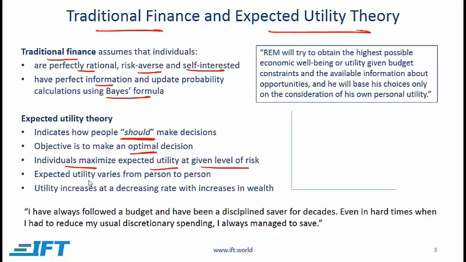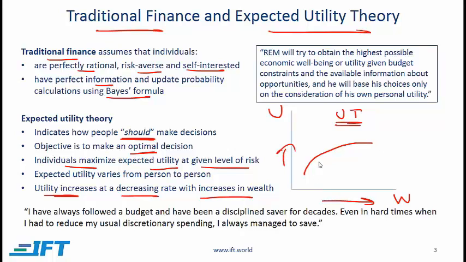The expected utility might vary from person to person, but the utility increases at a decreasing rate with higher levels of wealth. So if we were to plot the utility function according to traditional finance, where we have wealth on the horizontal axis and utility on the vertical axis, then this will be a concave utility function. So notice, as wealth increases, utility increases, but at a decreasing rate.